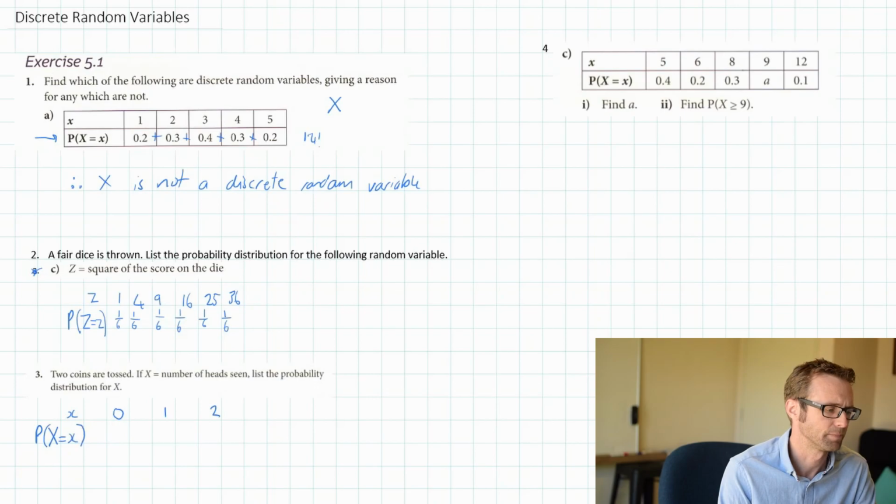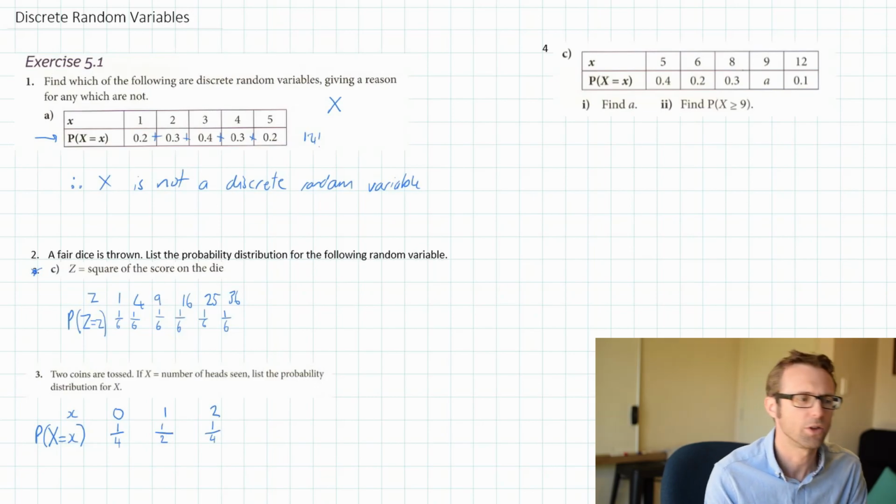Well, what is the chance of getting 0 heads? Well, we have to get a tails and a tails. And the probability of that, if you think back to your tree diagram, is a half times a half, which is 1/4. Let's go to the probability of getting 2 heads. Well, you have to get a half times a half again, right? So that's going to be 1/4. And therefore the probability of getting 1 is going to be 2/4 or 1/2.